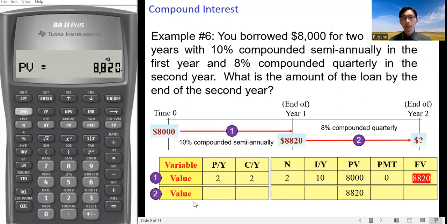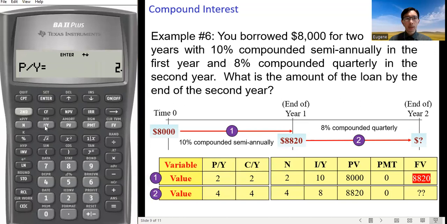In the second time segment, the interest rate is 8% compounded quarterly. So PY and CY is 4. And then N equals 4, the total number of compounding periods in the second year. And then IY is 8, PMT 0, and we need to get FV. Do not clear any memories in the calculator because we have already input the value for PV.